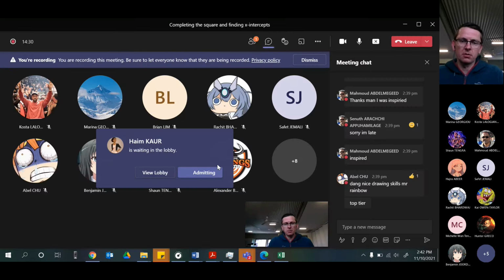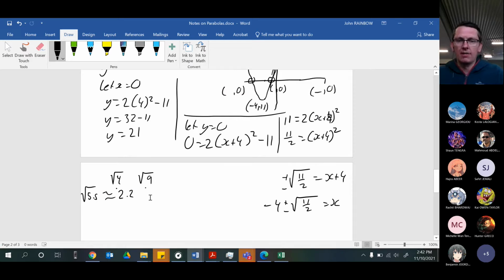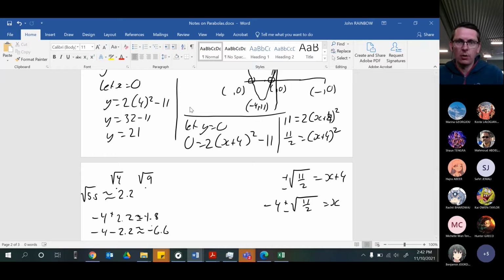Why do I care about this? Because it will help me determine where the value is. So really, I've got -4 plus 2.2 and -4 minus 2.2. So I know it's going to be about -1.8, and approximately -6.6. If I had a scale on this, I would know which side of 6 to put it on. I'd have to go between -2 and -1, and -6 and -7.